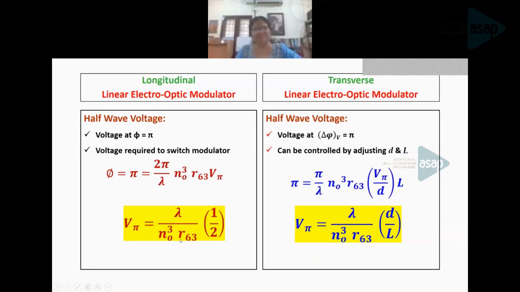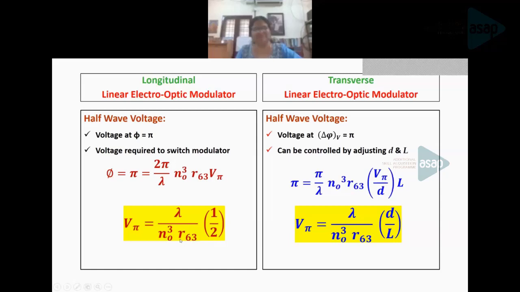Now, these are the features of the longitudinal and transverse configurations. In a longitudinal electro-optic modulator, electrodes are placed on opposite sides of the crystal, which may obstruct the incident beam, because the electric voltage is applied across the length of the medium. Therefore, we have to use ring-type or transparent electrodes in the longitudinal case.